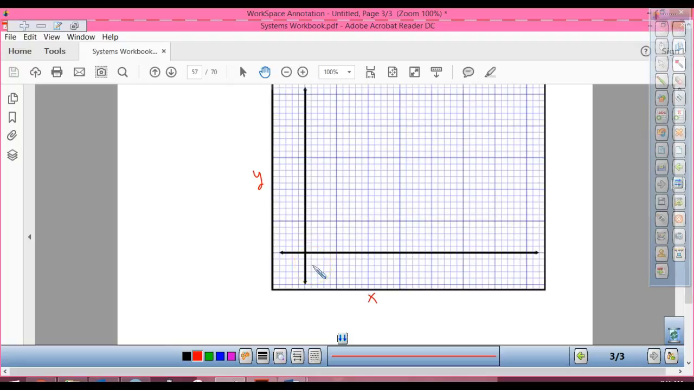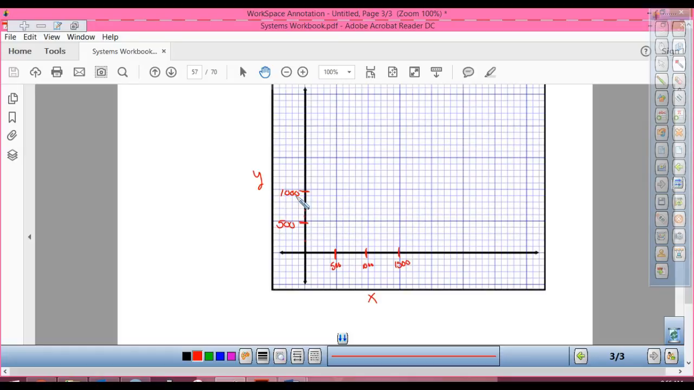Let's go bottom by hundreds. So 100, 200, 300, 400. I'm only going to label my 500, 6, 7, 8, 9, 1,000, 1,500, right? This is 500, 6, 7, 8, 9, 10, 11, 12, 13, 14. Like that? Are we good there? And then same thing. 1, 2, 3, 4, 500, 1, 2, 3, 4, 1,000.